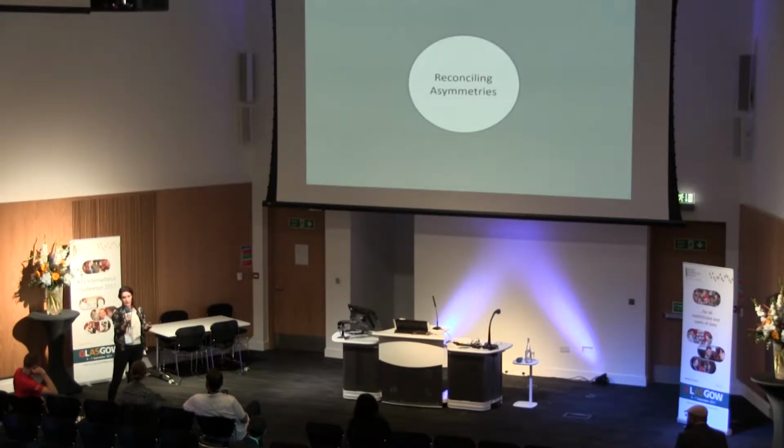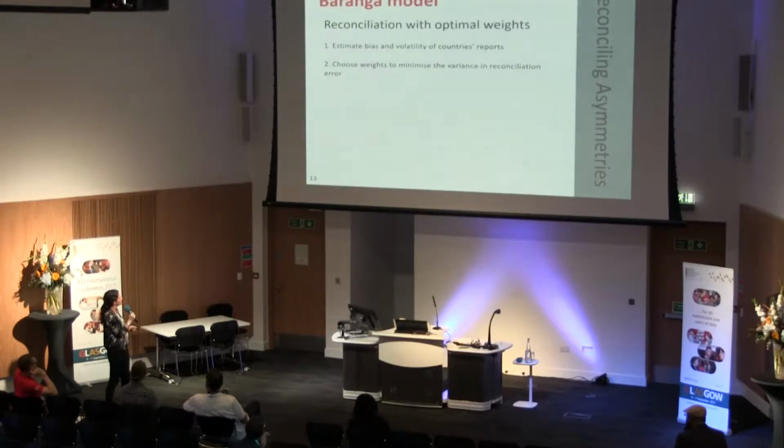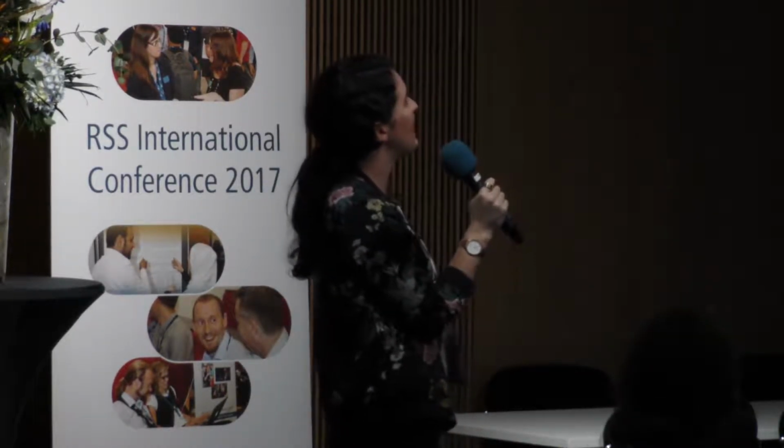Maybe there's a way that we can make asymmetries work for us, and that's basically the point of the Baranga model, which is still, as I said, a bit of a work in progress. At a high level, since it's 9 o'clock in the morning, I'm not going to hit you with any complex equations. I'm going to keep this nice and light. Tom's work is a model of reconciliation with optimal weights.